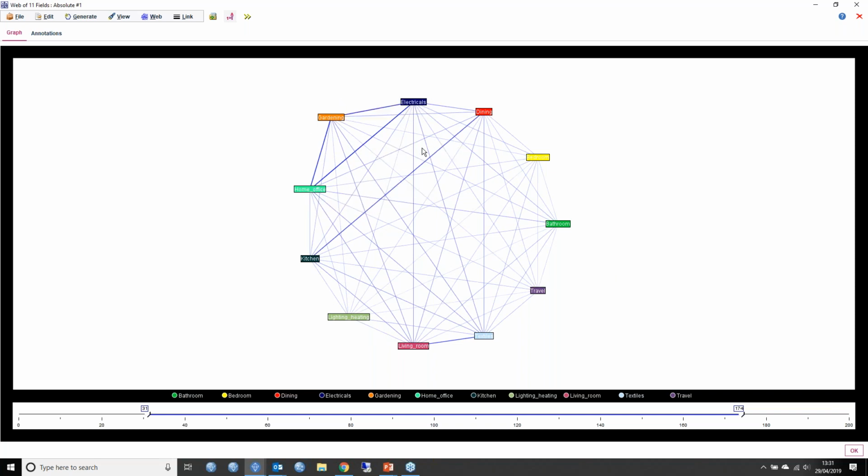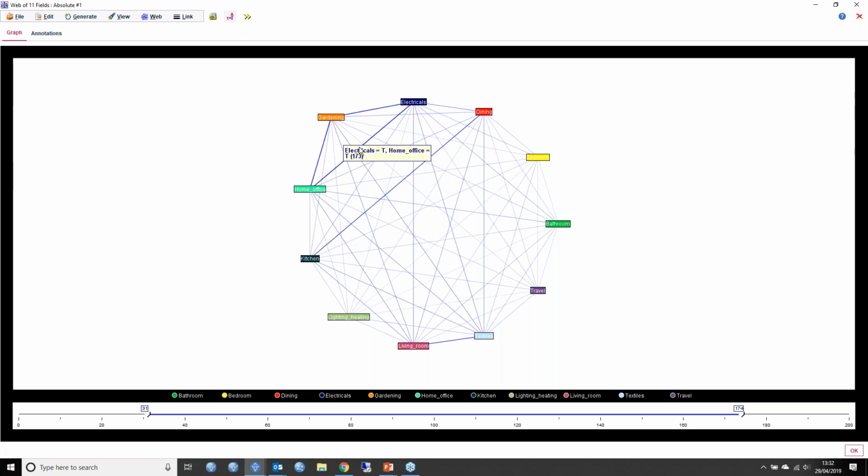The thicker the line, the stronger the relationship. We can see there's a strong relationship here between home office, gardening, and electricals. There's also a strong relationship between dining and kitchen, and a strong relationship between kitchen, living room, and textiles. That relationship strength is really just based on the number of records that co-occur. So for example, here is a weak relationship between home office and bedroom. Only 54 times has somebody purchased something from home office and also from the bedroom department.